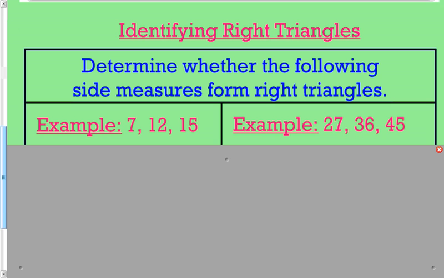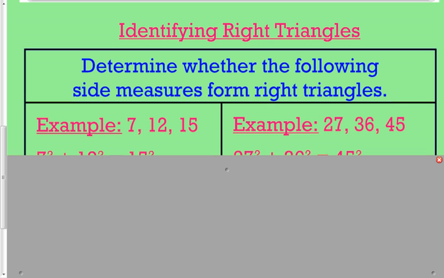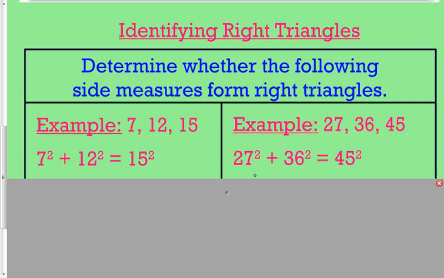It says determine whether the following side measures form right triangles. So what we're going to do is, for each one we're going to plug in for A, B, and C. The easiest way again is to go smallest to largest. This is A, this is B, and this is C. Same thing here, A, B, C. The one that really matters is the largest one. So on the one on the left we have 7 squared plus 12 squared equals 15 squared. I'm going to put a question mark over the top of these, because we don't know if they're true yet. If they are, then they form a right triangle. If not, then it's not a right triangle.